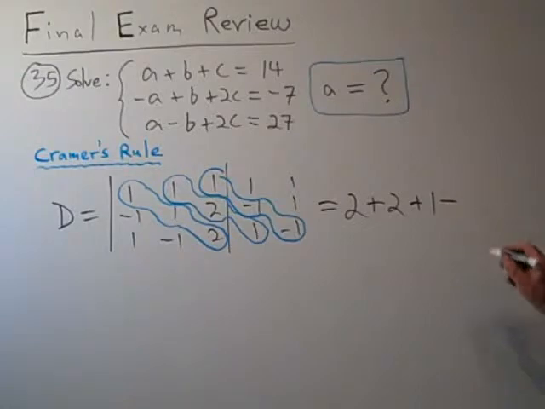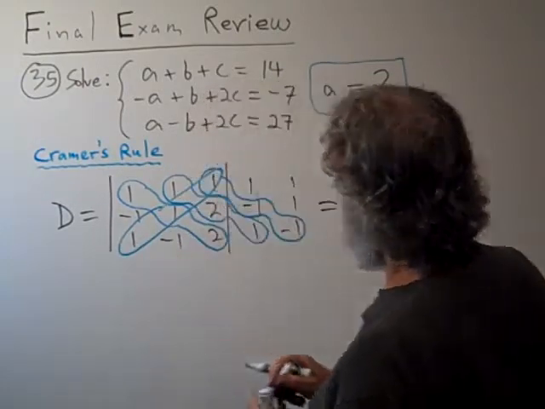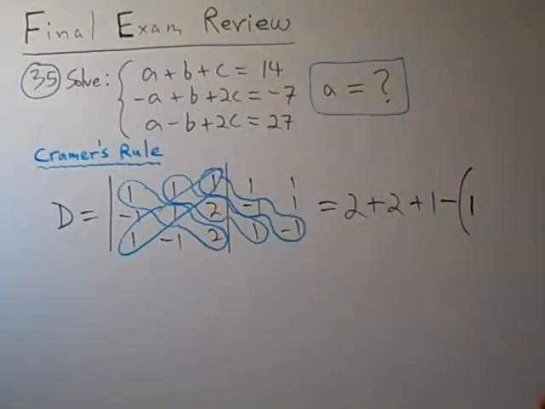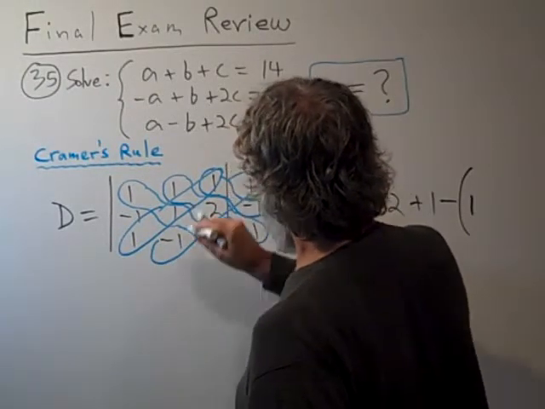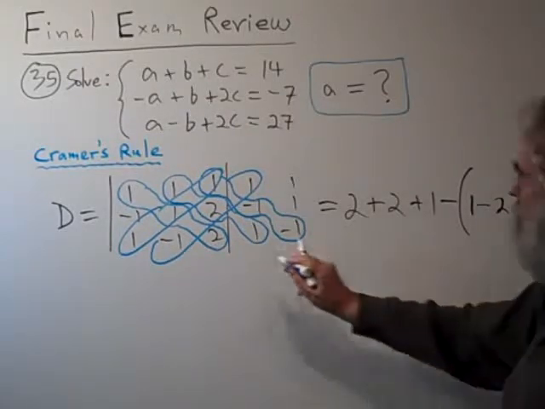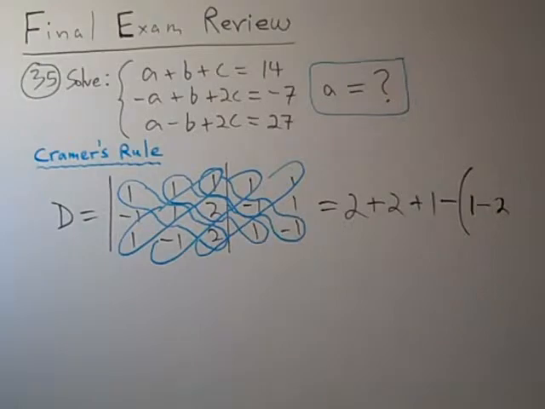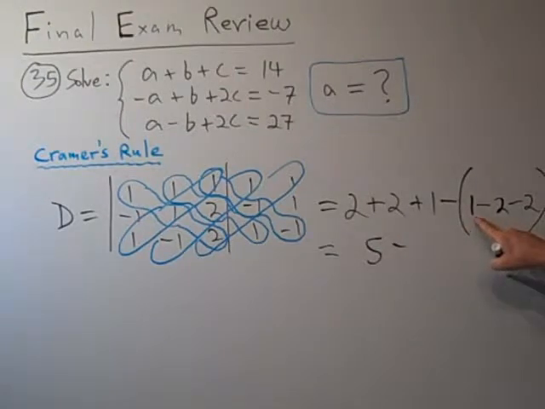And now we subtract going the opposite way with diagonals, so we have 1 times 1 times 1, that's equal to 1. -1 times 2 times 1 is equal to -2, and 2 times -1 times 1 is -2. And so this ends up equaling 4 plus 1 is 5, minus 1 minus 2 minus 2 is -1 minus 2 minus 3, so that equals 8.